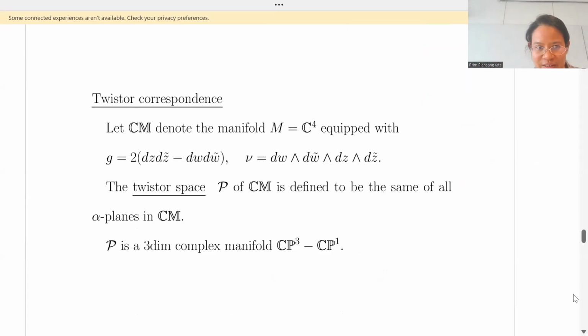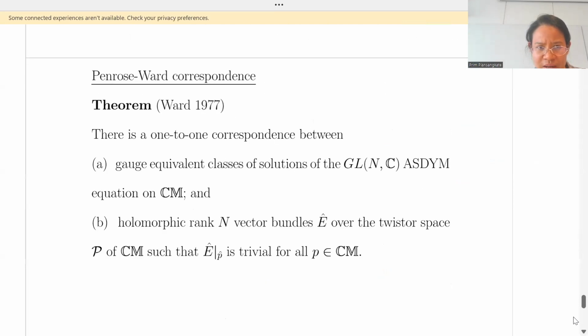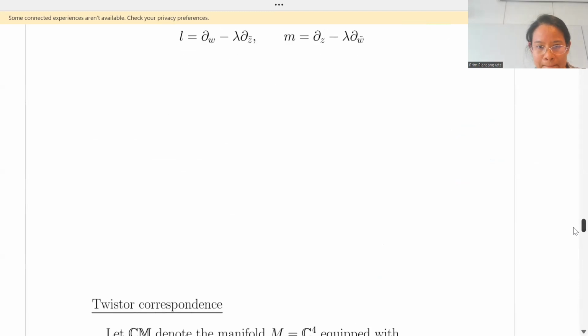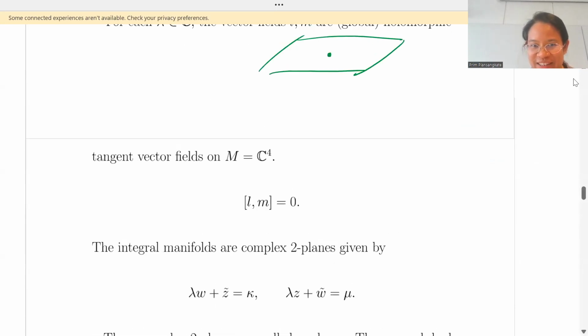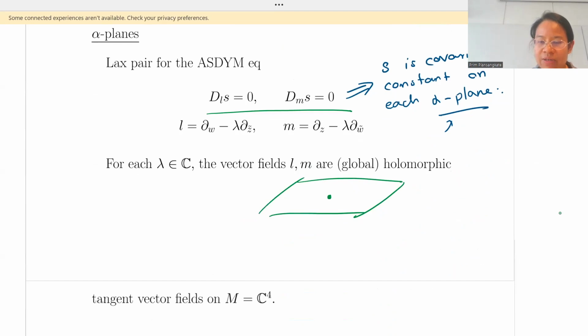Okay, since a covariantly constant section on an alpha plane is determined by just one vector, and because the vector space is n dimensional, if the connection is anti-self-dual, there is a way to associate an n-dimensional vector space to an alpha plane.